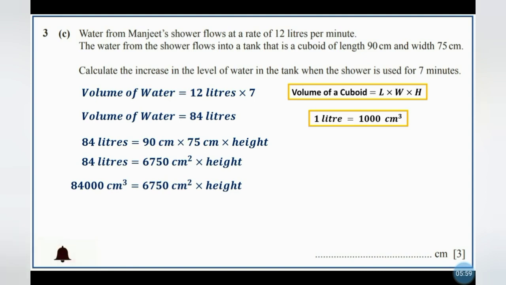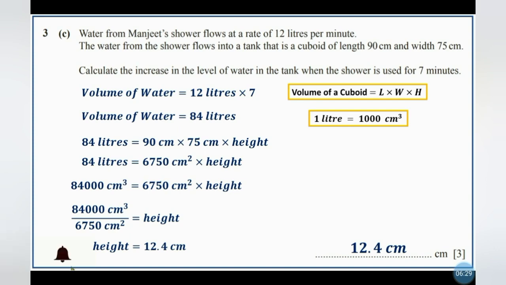So 84,000 cubic centimeters is equal to 6,750 centimeters squared times height. Therefore, we can immediately divide. Now you divide, and the centimeter squared is cancelled. 1 centimeter will be left behind. 84,000 divided by 6,750, you will get 12.4 centimeters. So our answer here is 12.4 centimeters.